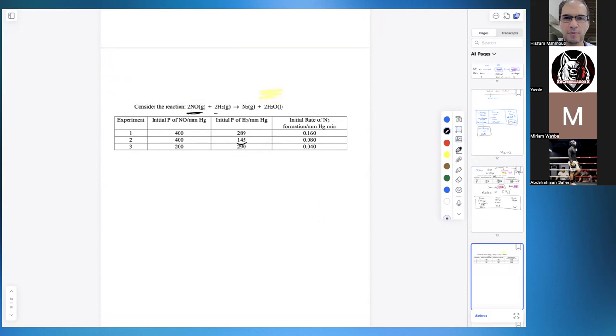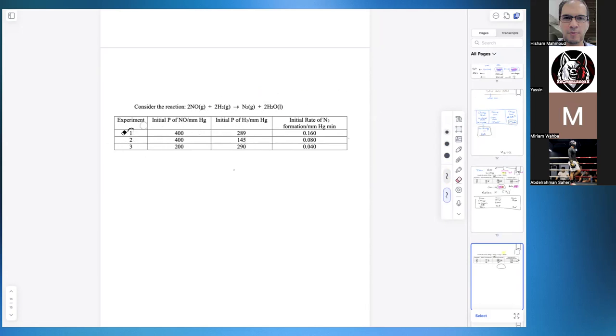So Mr., I have to stop H2 from changing. But Mr., I can't. Whenever I try to find two experiments in which H2 is not changing, I don't find any. So what do I do in this case? What do I do? We said that in order to find the order for one, you have to stop the other one from changing, right?